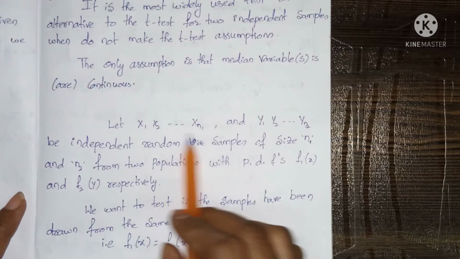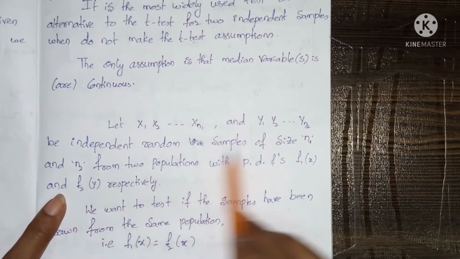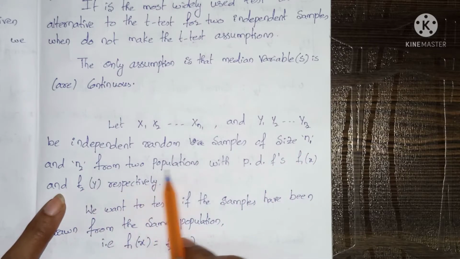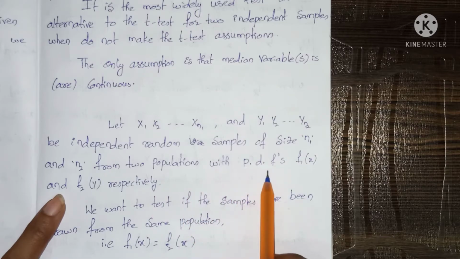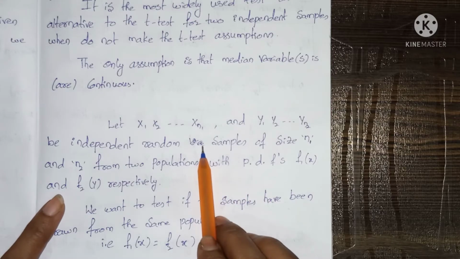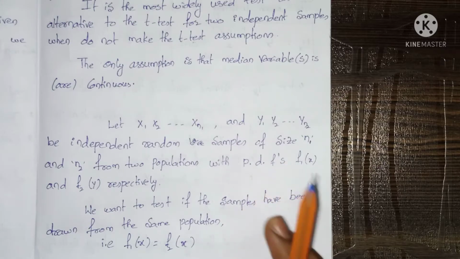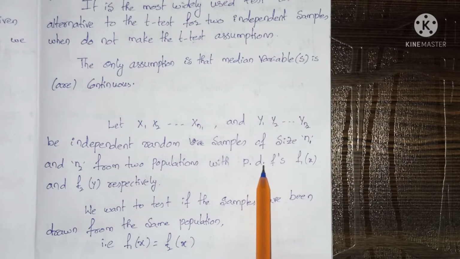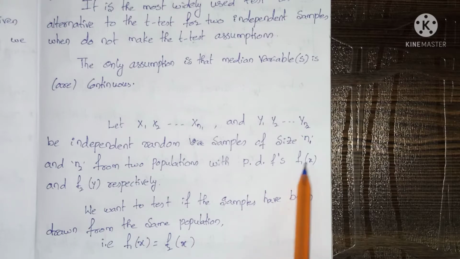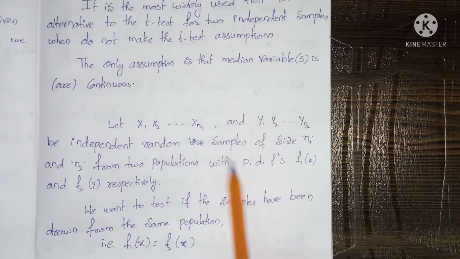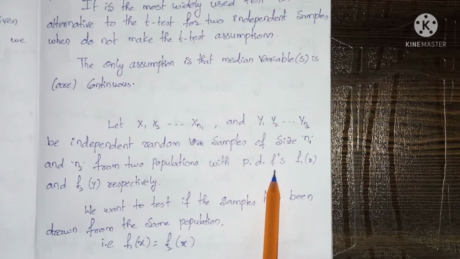The x variables and y variables, with sizes n1 and n2, come from two populations with probability density functions. Why are we using a probability density function? Because here we are going to use continuous series. If it is not continuous, we may use the probability mass function, and the notation may be p of x. But here we are using continuous variables, so we use probability density functions.